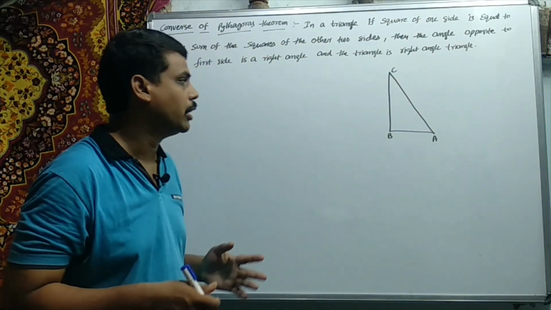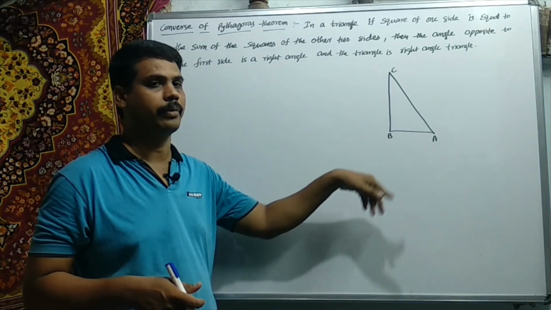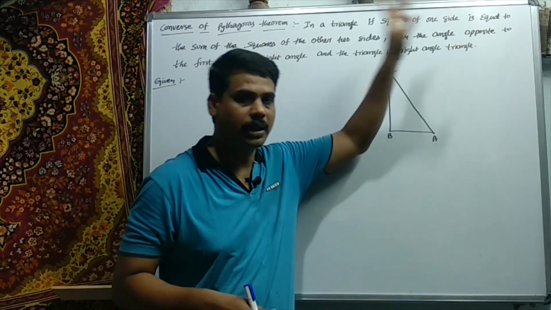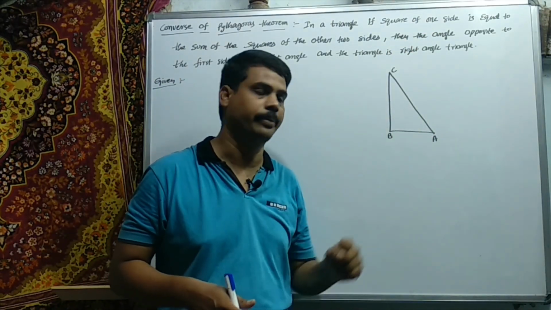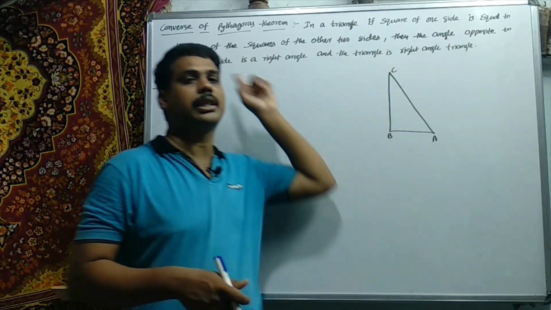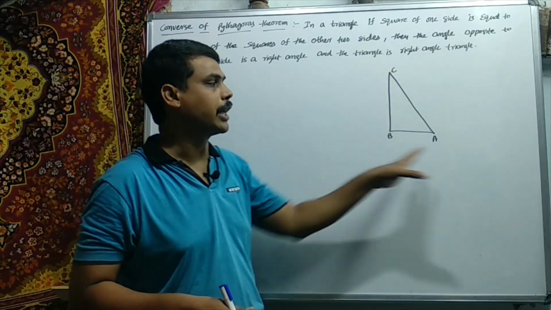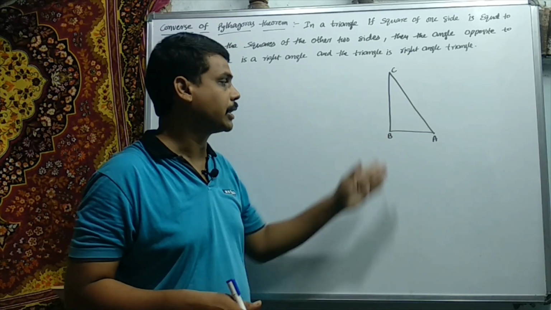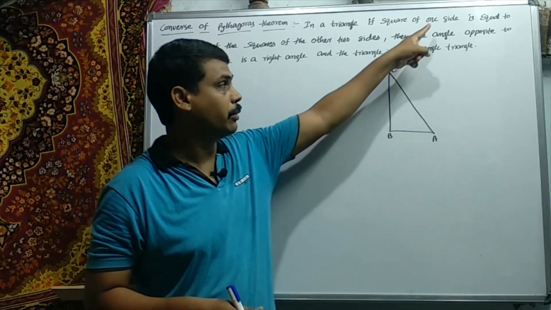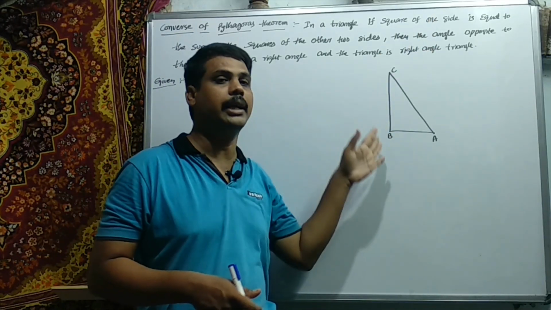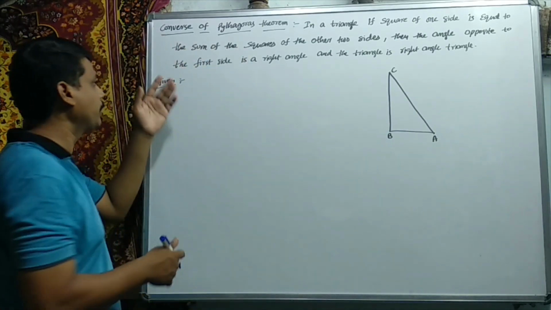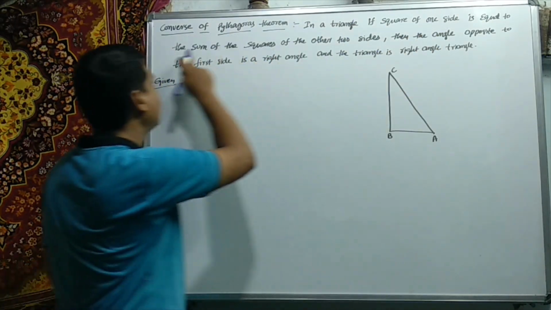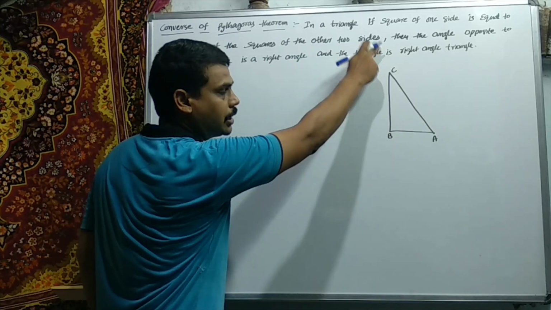What we have to take is, in any triangle, if I take the square of one side, like AC, and the square of one side is equal to the sum of the squares of the other two sides, then we have to say that this triangle is a right angle triangle. And the right angle is the angle opposite to that first side we discussed. So in this statement, what is given is that in a triangle the square of one side is equal to the sum of the squares of the other two sides. This is the given part.